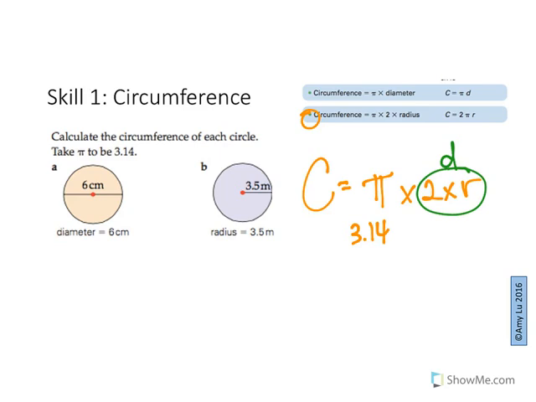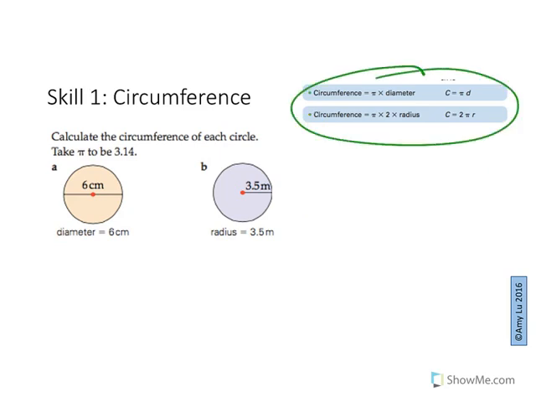So now that you have these two formulas, can you use them to solve the problems? So pause.